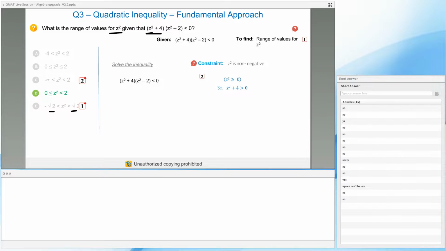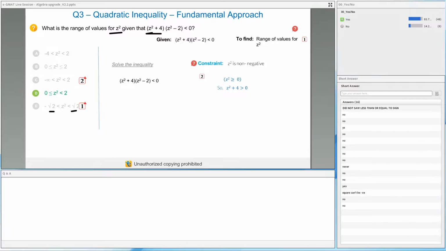Let me bring up the yes and no poll. I don't know where it went. Just one sec. Let me clear it. See, these are small things that you need to be very clear about.